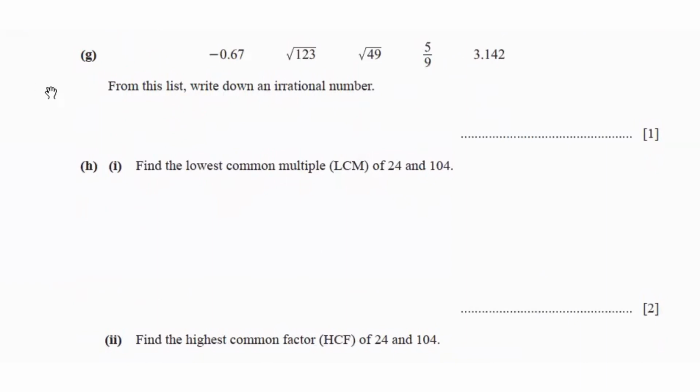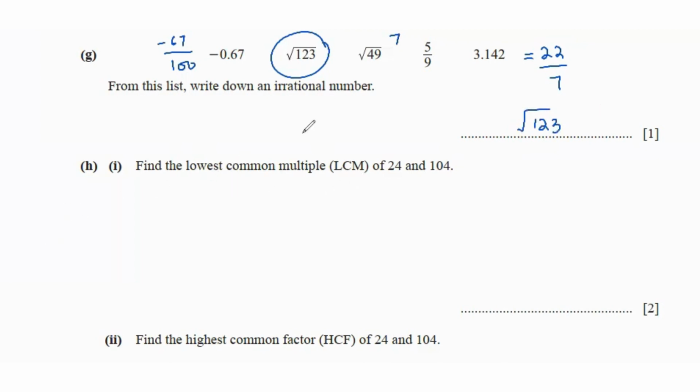Part G says from this list, write down an irrational number. So an irrational number is a number which cannot be expressed as a fraction. Negative 0.67 can be expressed as a fraction as negative 67 over 100. Root 49 can be written as 7. 5 over 9 already is a fraction, and 3.142 is 22 over 7. So the only irrational number over here is square root 123. Because if you check the value of square root 123 in your calculator, that's going to give you 11.0905. So it's a very long number. So root 123 is your irrational number.